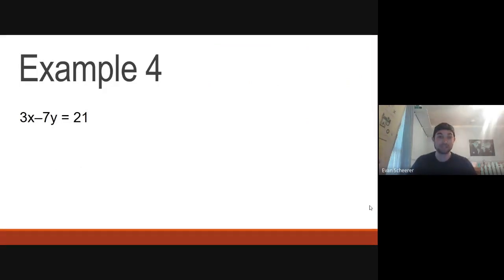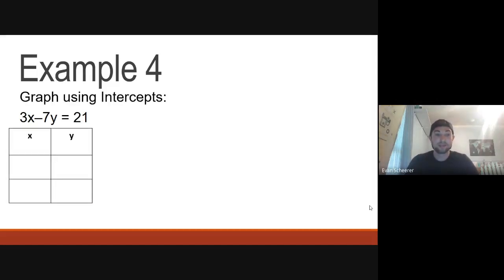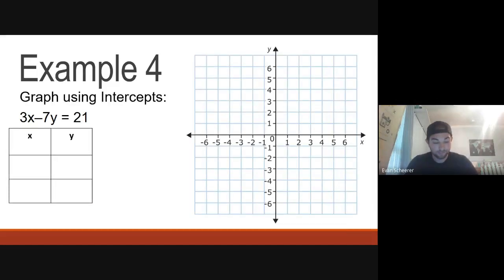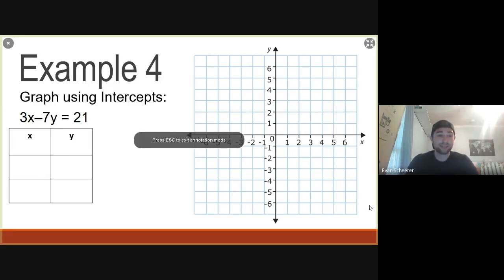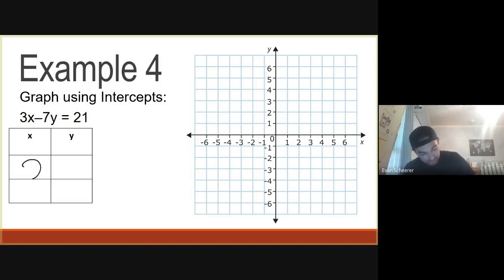So this one is standard form. So all of these ones we've done have been standard form. So we want to graph using the intercepts. So we're going to set up that little table. And then we're going to plug in 0 for x, and we are going to plug in 0 for y. Before I even start doing anything, I'm just going to put zeros in the table. I know I need a 0 for x. I know I need a 0 for y. So first I'm going to plug in 0 for x.